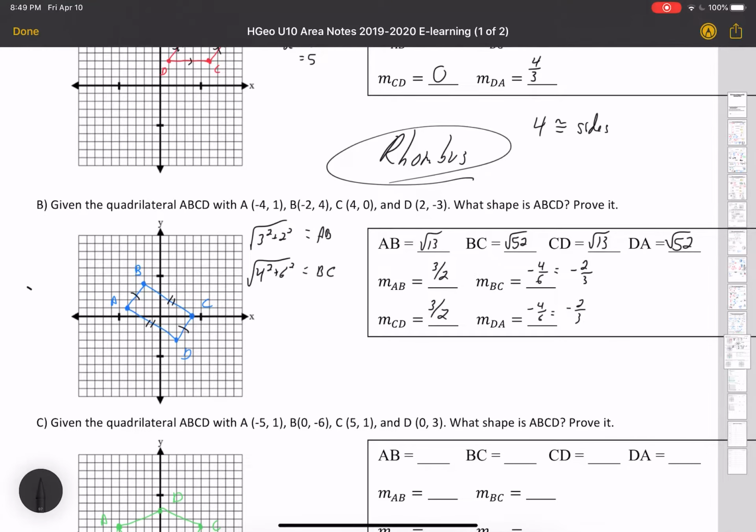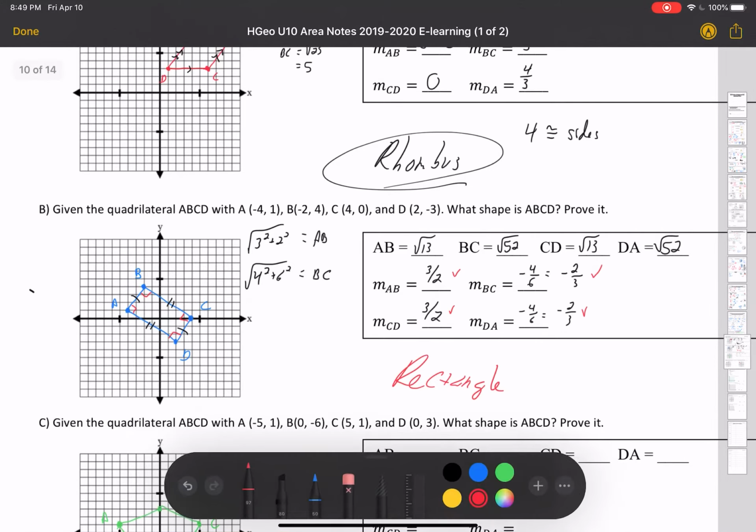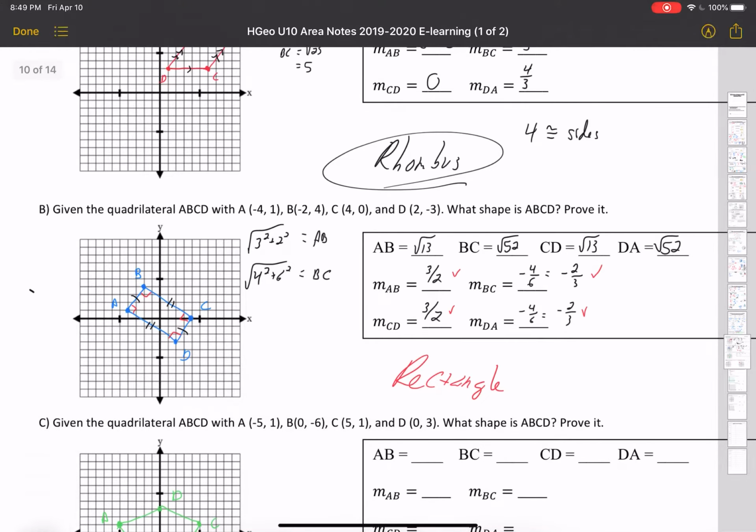And if you'll notice, we have opposite reciprocal slopes, 3/2 and -2/3, which means that these lines are all going to be perpendicular, which means I'm dealing with 90-degree angles. Therefore, this is a rectangle because opposite sides are congruent and we have perpendicular lines. Okay? So let's go on to our next one.